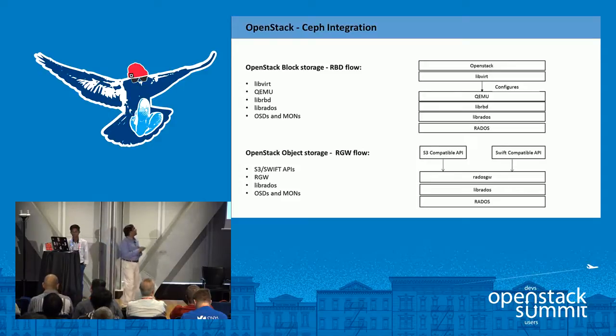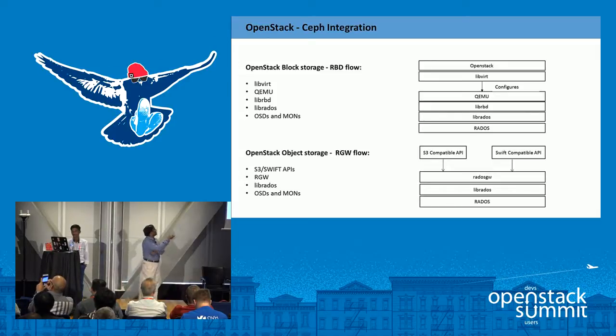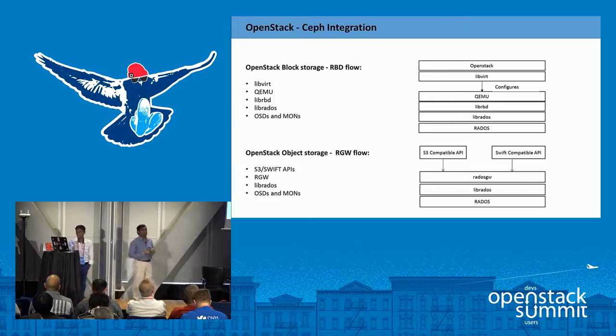So here is a typical flow for block storage and object storage. First, block storage: OpenStack Nova will talk to libvirt. The libvirt configuration will say how to talk and what my RBD is and so on. It will come to QEMU, and from libvirt, through libRBD and librados, this is the lower part where the mons, OSDs and everything will be available.